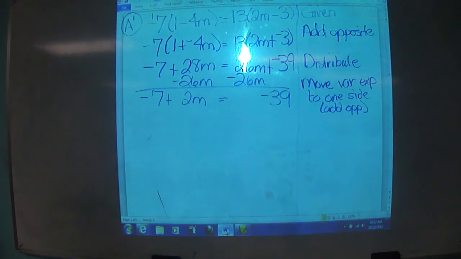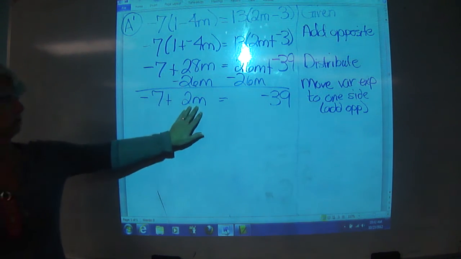Everybody see where that came from? Now we're looking at a standard two-step equation. All I did was move the variable expressions onto one side. And I could have added a -28, but then I would have had a negative variable expression, and if I don't have to deal with the negative, I don't want it. Okay? Now what do I want to do? We're in a regular two-step equation now. I just want to get this guy by himself.